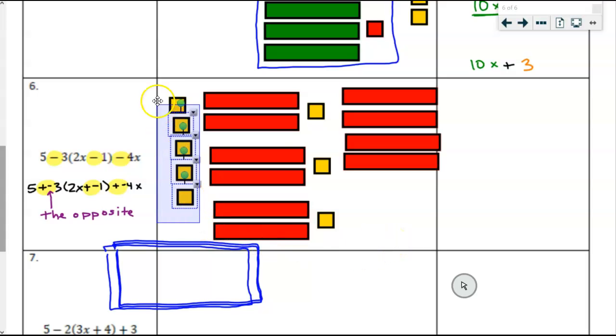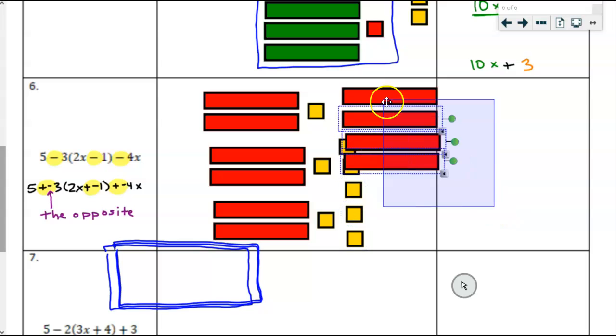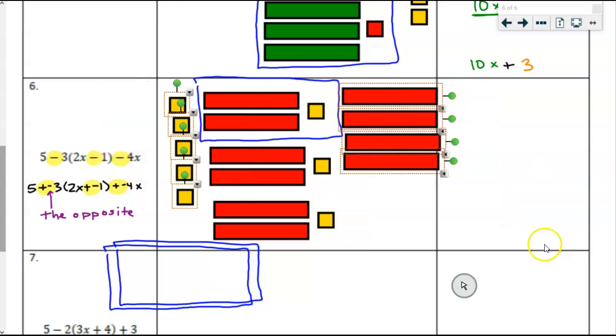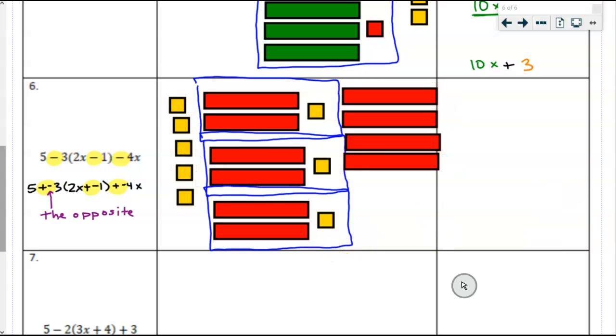That means I'm probably going to move these unit tiles over here with these ones, move these x tiles over here with these ones, and we can count it all up. But I want my notes to stay this way, so I'm going to keep it like that. Let's count up what we have. 1, 2, 3, 4, 5, 6, 7, 8, 9, 10. 10 x tiles, but those x tiles are all red, so negative 10x. And I'm going to count up all of the unit tiles that I have. 1, 2, 3, 4, 5, 6, 7, 8. So plus 8.